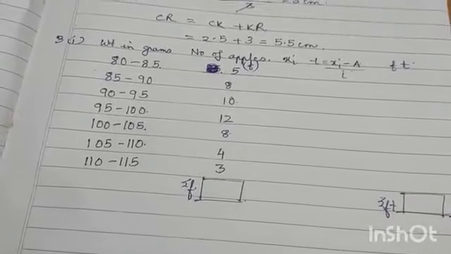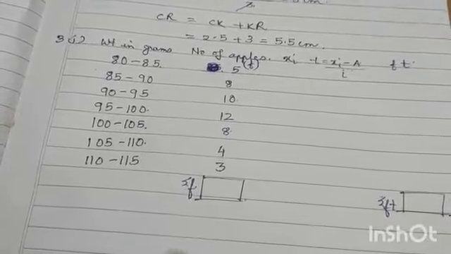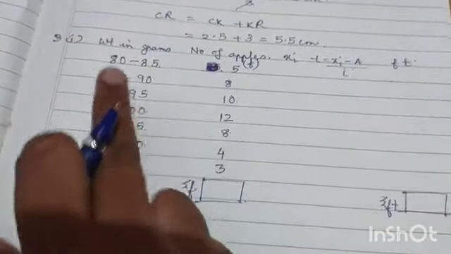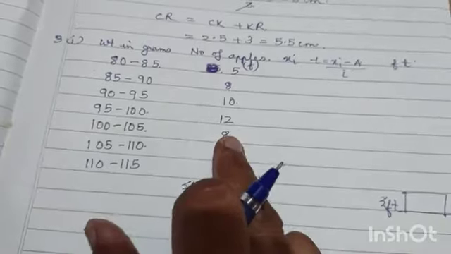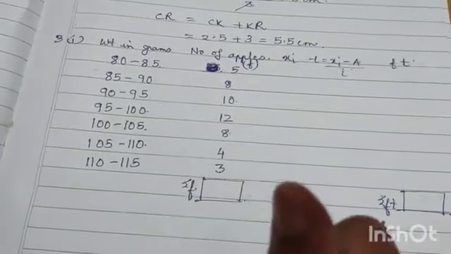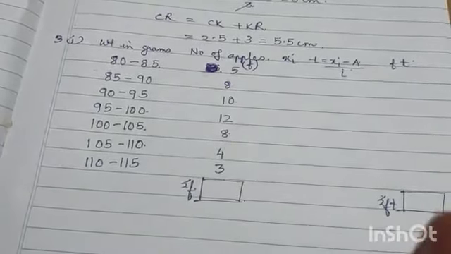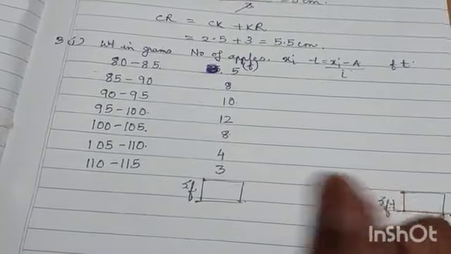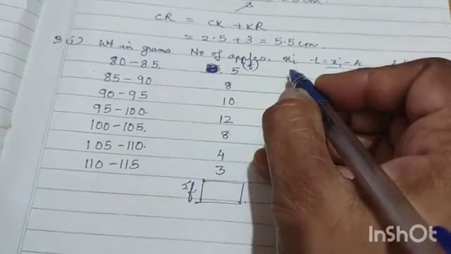Next we start with question number 3. In question number 3, these are the informations given: weight in gram, number of apples. We have to find mean to the nearest gram using step deviation method. So first we start with the class marks.